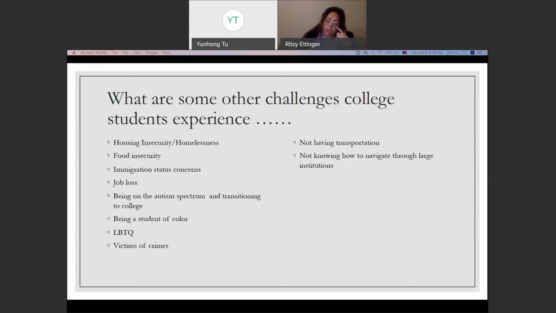Not having transportation. So for instance, a student who is online may be taking those courses because they don't have transportation to go anywhere, so getting resources might be more difficult. And not knowing how to navigate through large institutions is probably common among marginalized groups that I've encountered. So again, those are some, not all, but I think those are other challenges that students, both online distance learning students and also brick and mortar students, experience. And the next slide.